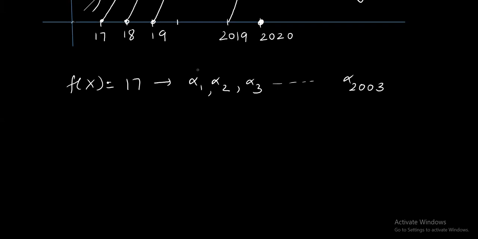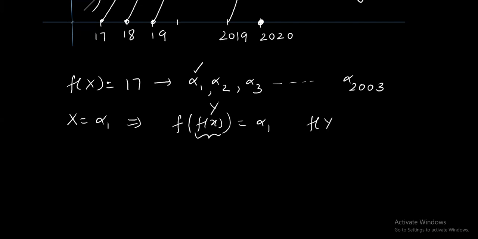So I'm considering now the first case of alpha 1. The way we are going to handle alpha 1, in a similar way we are going to handle alpha 2, alpha 3 and alpha 2003 as well. So let's start. I'm assuming that let x = alpha 1. I started solving this one. What does it mean? It means that you're actually talking about f(f(x)) = alpha 1. For the time being, I'm assuming this f(x) as some y. That is, f(y) = alpha 1 I have to solve. f(y) = alpha 1.